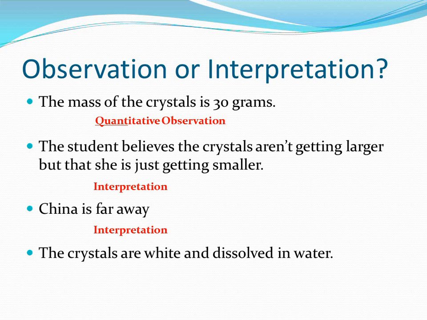And the last one, the crystals are white and dissolved in water. Well, that's going to be an observation. That's going to be true for everyone. The crystals are going to be white, and they're going to be dissolved in water. You can't really argue with that. So that is a qualitative observation because these are quality descriptors. And there you go. You have just learned about observation versus interpretation.